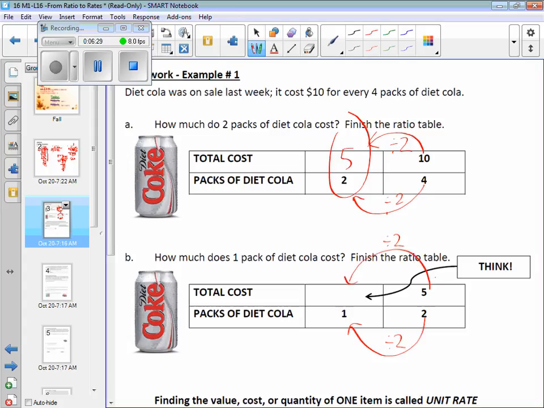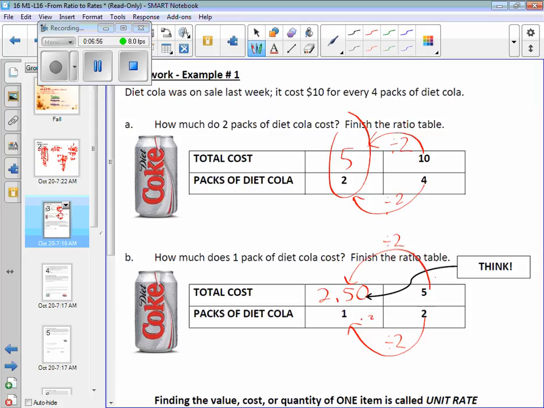And look, we're right back to that warm-up again. 5 divided by 2, which is what as money, since we're dealing with cost? $2.50. Right. That's saying, look, if I go to the supermarket, and I get 4 packs of Diet Cola for $10, it means that I am paying for 1 pack $2.50.